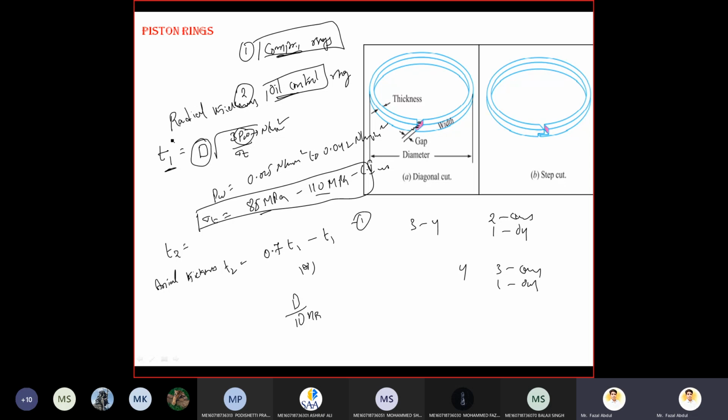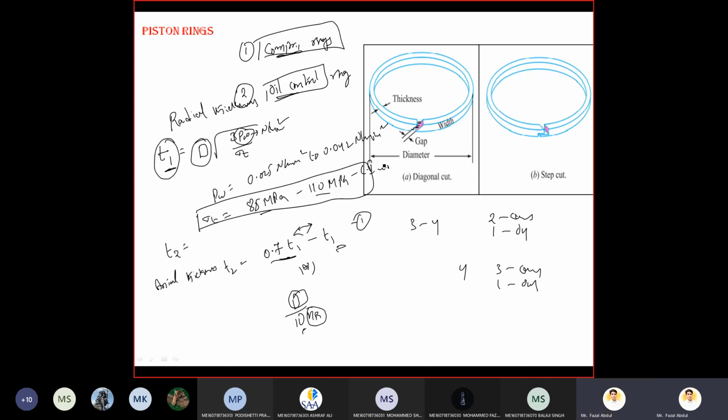Suppose if we got the T1 value, we can directly take the T1 value. Otherwise, you can take this value. Otherwise, you can take the middle of these two values. That is the range. If you don't remember this one, this is another relation, D by 10 into NR. NR is the number of rings used in the engine cylinder piston, and D is the bore diameter.